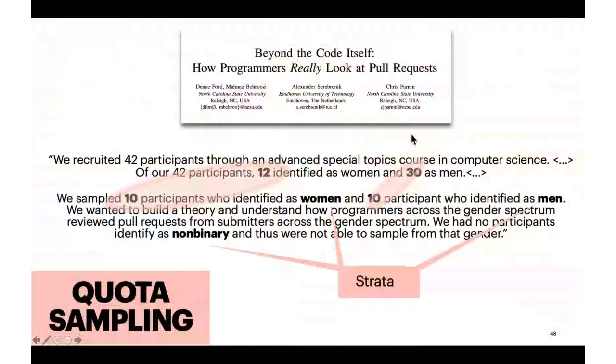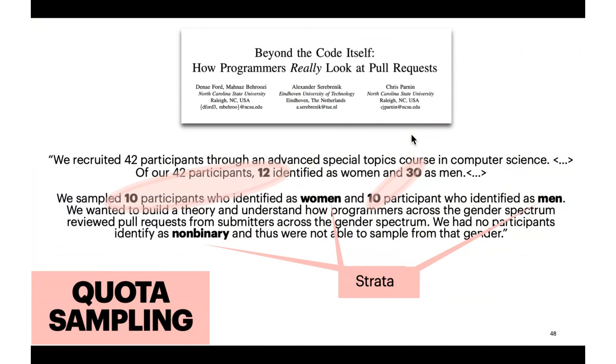Let us move from sandwiches to software engineering. Here's an example of a paper. The authors have recruited 42 participants. Out of those 42 participants, 12 identified as women and 30 identified as men.